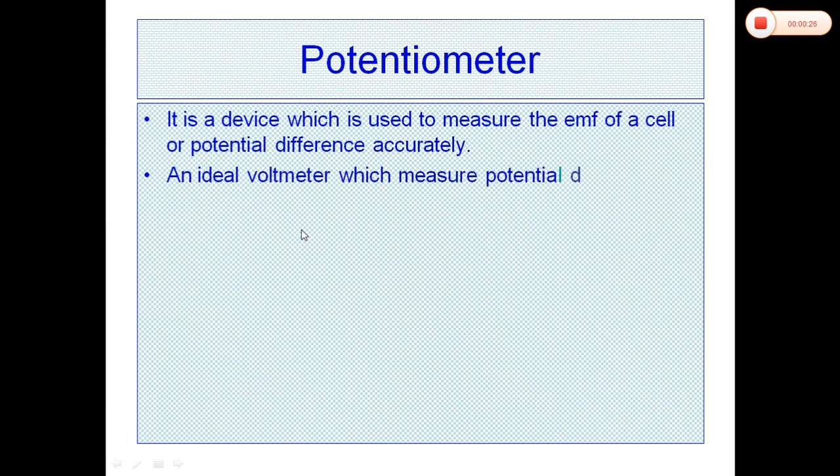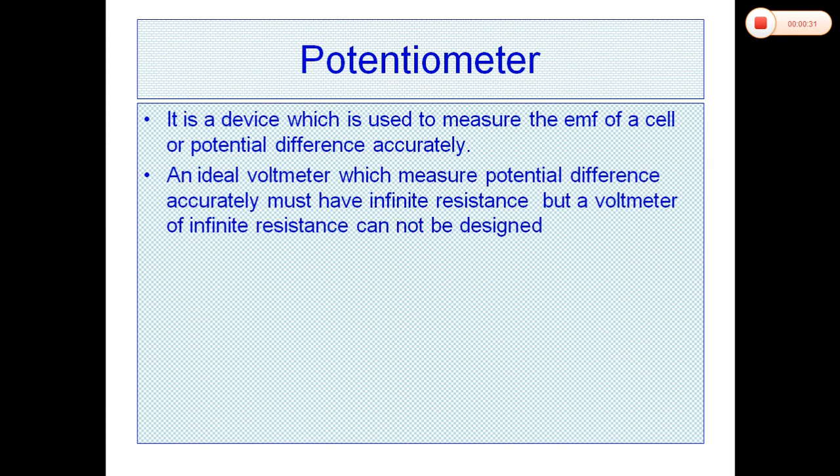A voltmeter can also measure potential difference accurately, but such a voltmeter must have infinite resistance. But a voltmeter of infinite resistance cannot be designed. So, students, to measure potential difference accurately or EMF of a cell, we use a potentiometer.